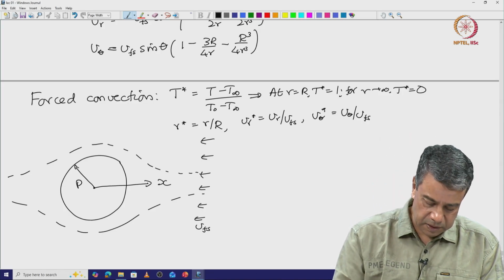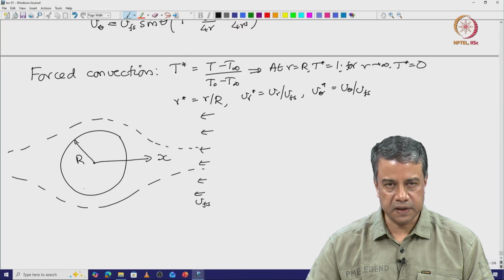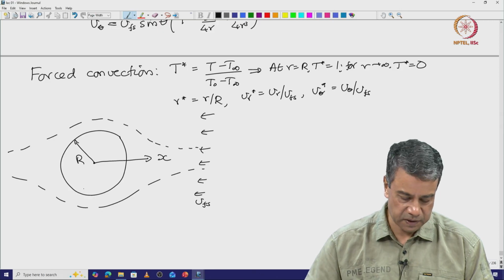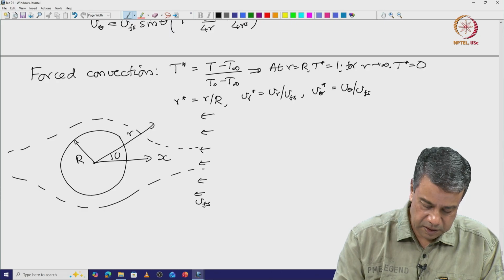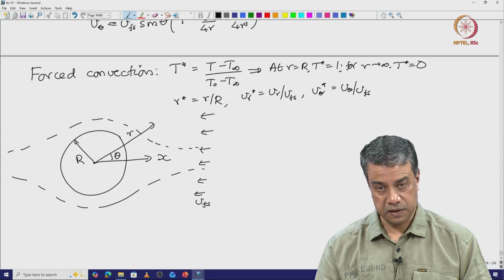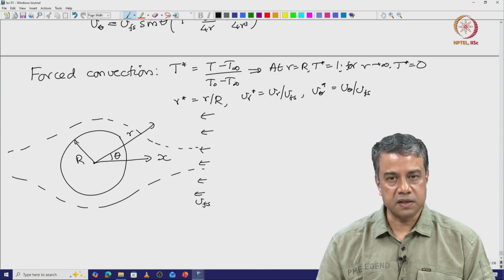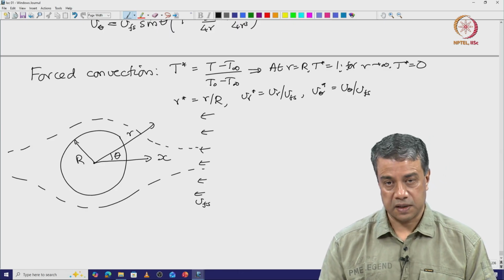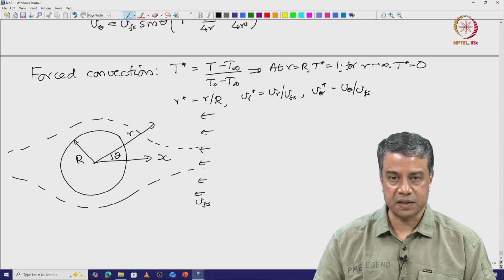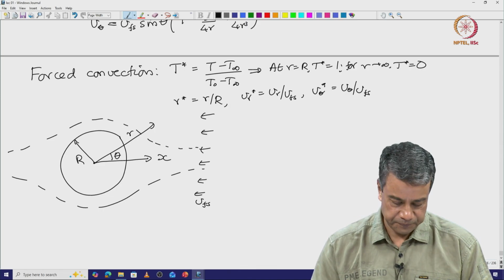The sphere radius is r, and we use a spherical coordinate system for the heat transfer around the sphere, where r is the radius and theta is the angle measured from the x coordinate. You can consider either the fluid as flowing in the minus x direction past a stationary sphere, or as a sphere moving in the plus x direction in a stationary fluid. The two are equivalent.